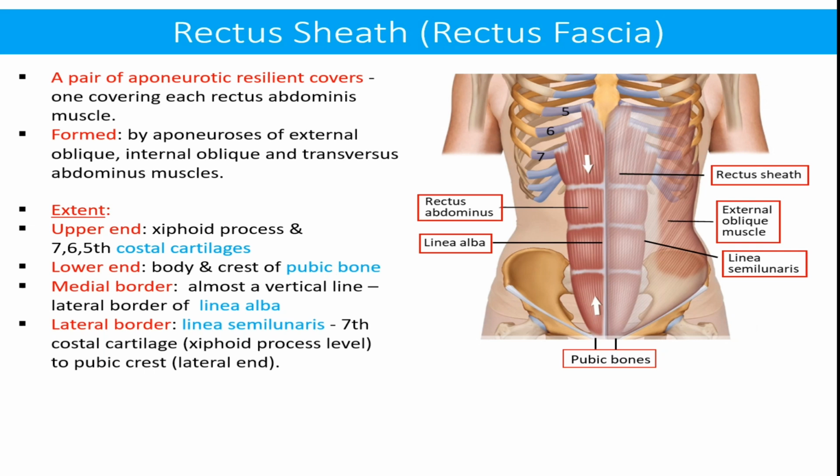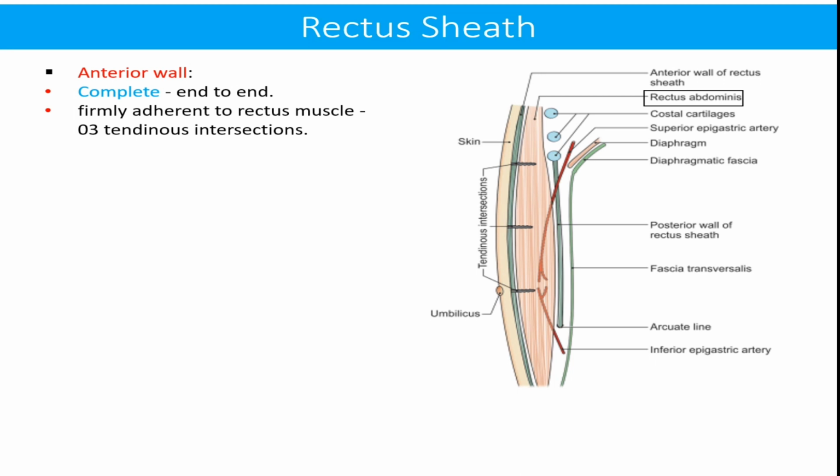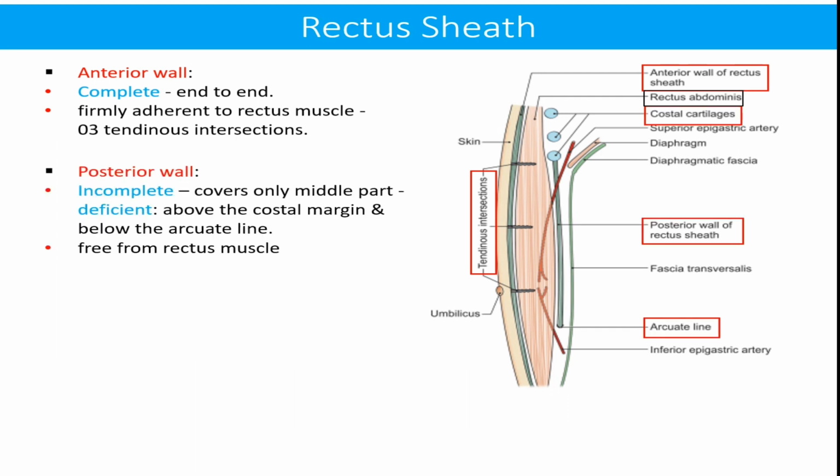below. Its medial border is almost a vertical line which indicates the lateral border of the linea alba, and its lateral border is formed by linea semilunaris, which extends from 7th costal cartilage to pubic crest. The anterior wall of the rectus sheath is complete, that is, it extends from one end to the other. It is firmly adherent to the rectus muscle by three tendinous intersections.